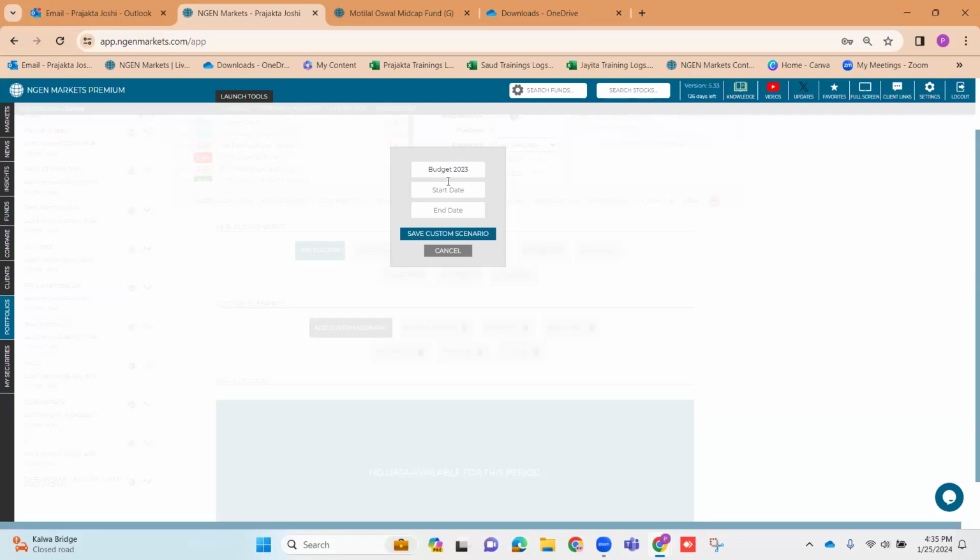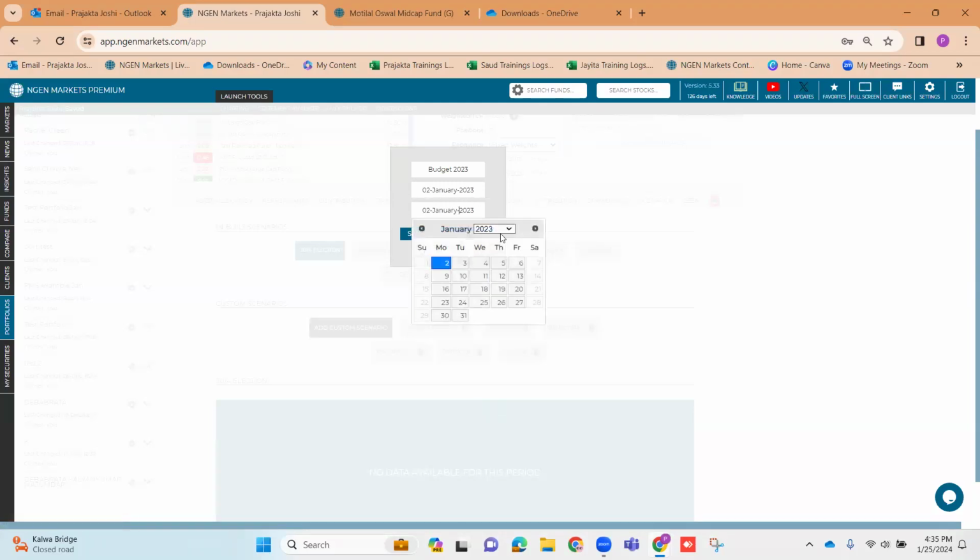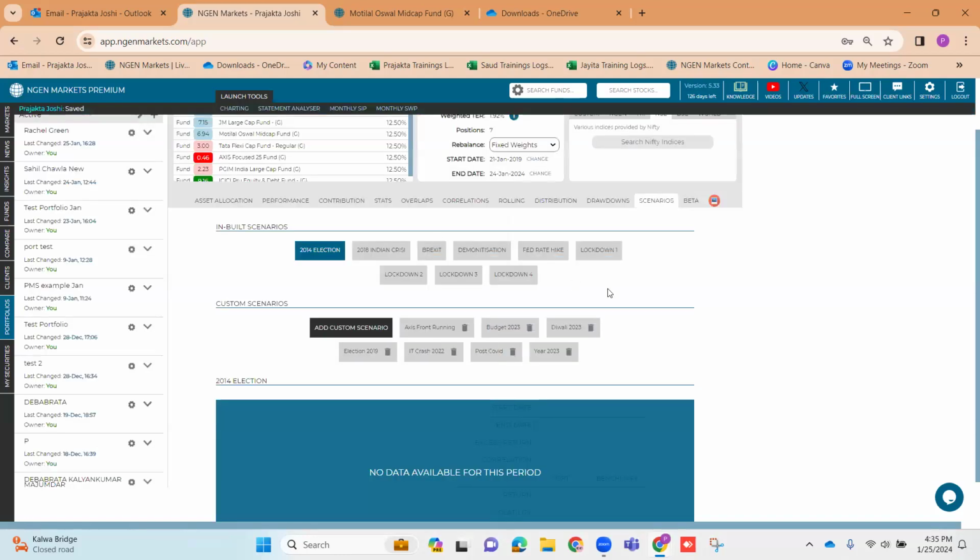2023. We put in a start date of maybe 1 month prior to the budget, and maybe we can take 1 month post the budget, right? So let's say 2nd of January 2023 is the start date, and the end date could be a March or a Feb end. Let's consider 1st March 2023, right? So we have covered this 2-month period. You simply save this as a custom scenario.